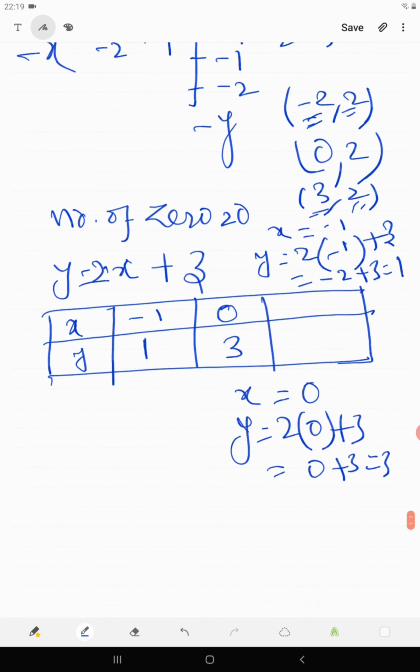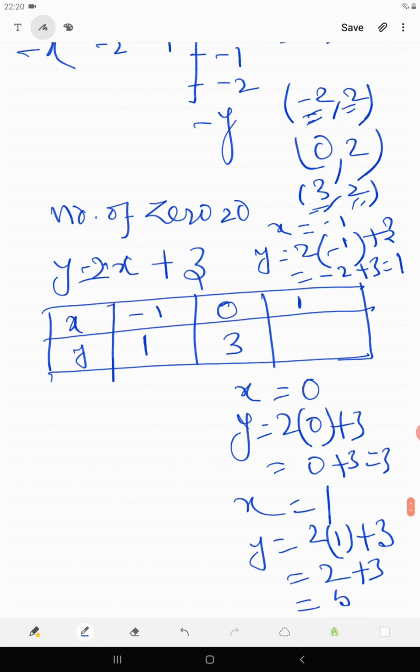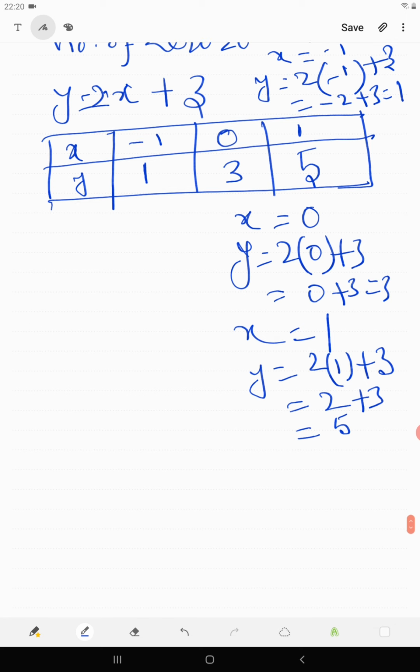Now take it again, for x equals 1, what will happen? At x equals 1, y will be given as 2 into 1 plus 3. So 2 into 1 is 2, plus 3. That means 5. So this is 5. Okay, now let's draw the graph.